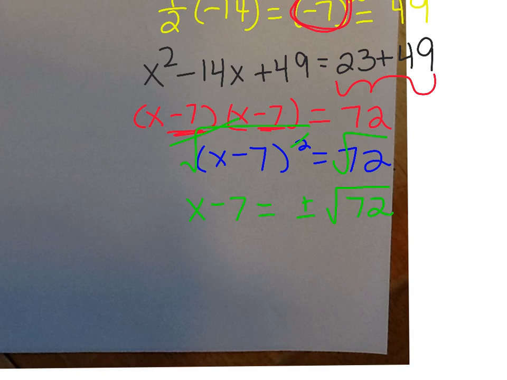All right, now we do have a square root that you can simplify. Find the largest perfect square that goes into 72. Sorry about that, my dog's going crazy. All right, so the largest perfect square that goes into 72 is 36. 36 times 2. The square root of 36 is 6, so it's 6 square root of 2. Bring down the plus minus. And then we have x minus 7 on the left side of the equal sign.